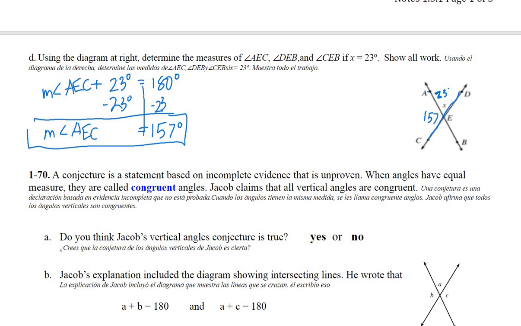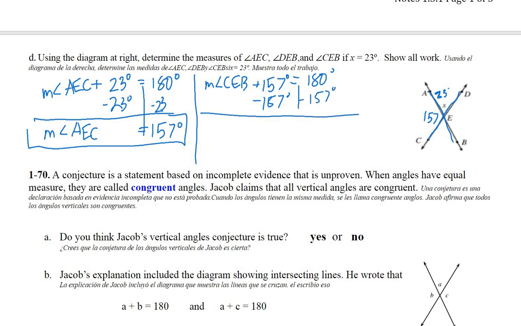Next, I'll find the measure of angle CEB. So I know that the measure of angle CEB, this is another straight line pair, plus 157 is equal to 180 degrees. I subtract 157 degrees from both sides, and I get that the measure of angle CEB is 23 degrees. And it should be, because if 157 plus 23 is 180, I've basically already done this problem.